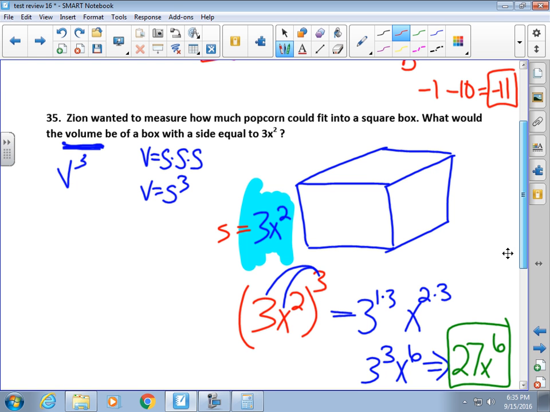Okay? So volume is cubed, area is squared, and we only can really do this if we're dealing with a square, because if you're dealing with a rectangle or a different shape, you won't have the exponent this way. It will be set up a little different.